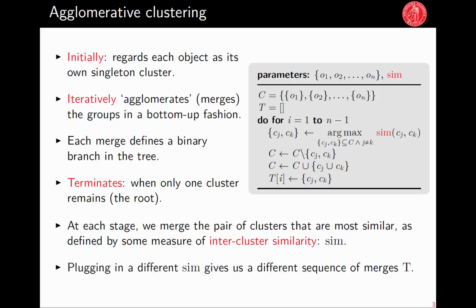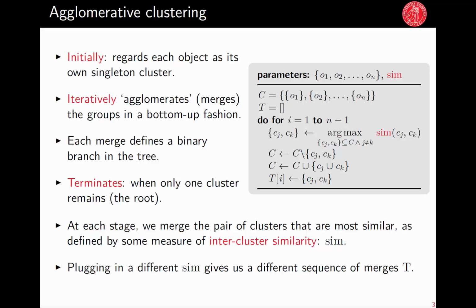Okay, so the most important thing to note here is that there's one important parameter to the algorithm in addition to the objects themselves, the object collection for which we want to try to discover these groups within the data. In addition to that, it's the similarity measure itself that we want to use for measuring the similarity of two clusters.